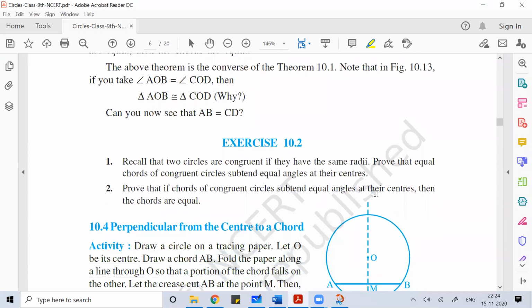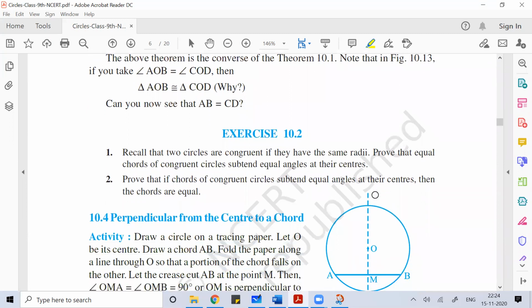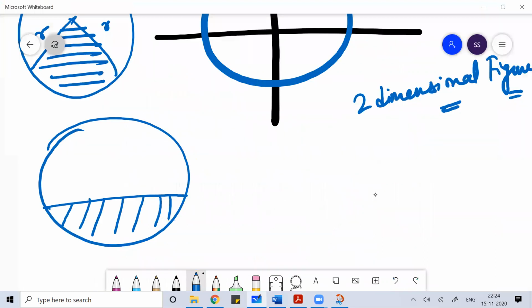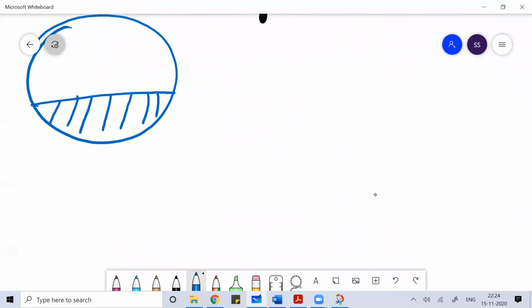Now, exercise 10.2: recall that two circles are congruent if they have the same radius. Prove that equal chords of congruent circles subtend equal angles at the center. This is what we have studied already. And we saw the SSS theorem, by which we can prove that if the chords of the congruent circles subtend equal angles at the center, then the chords are equal. So you can easily prove it by the theorem. If they subtend equal angles, definitely they would be equal. That is a very simple concept.